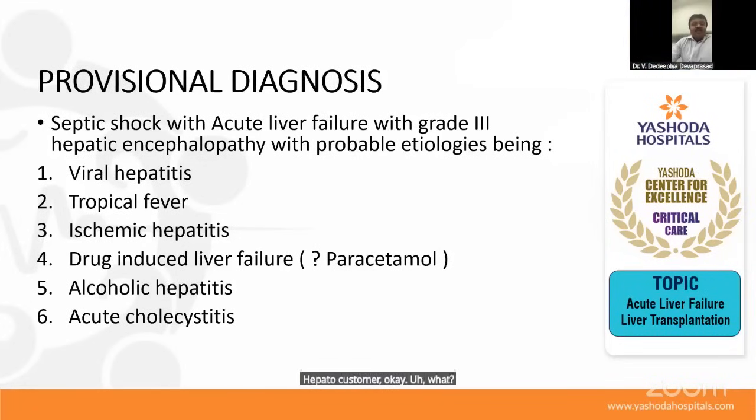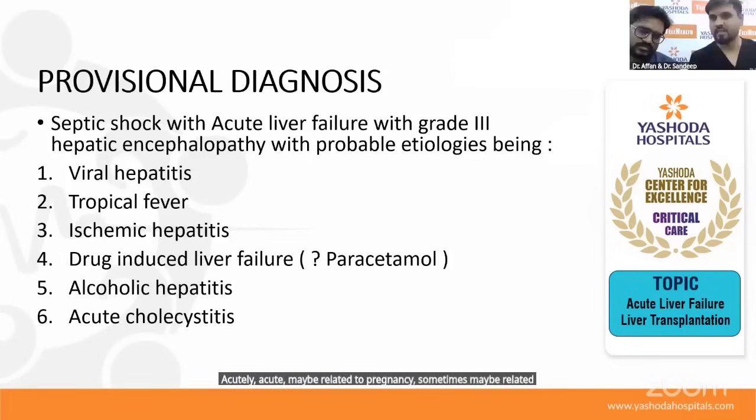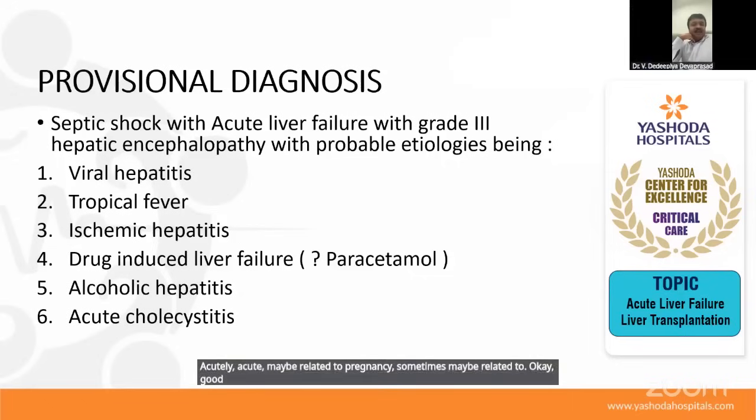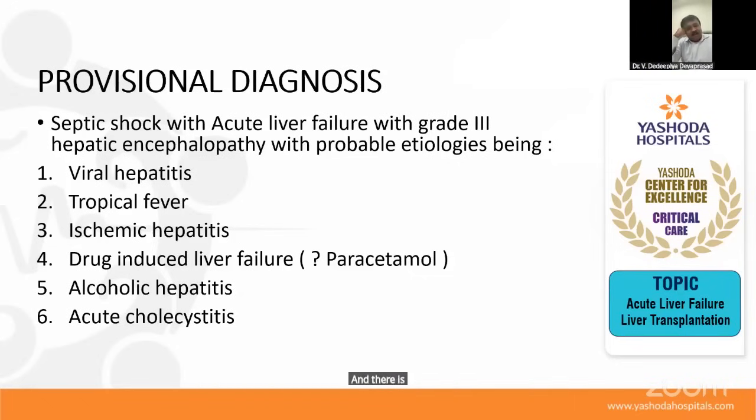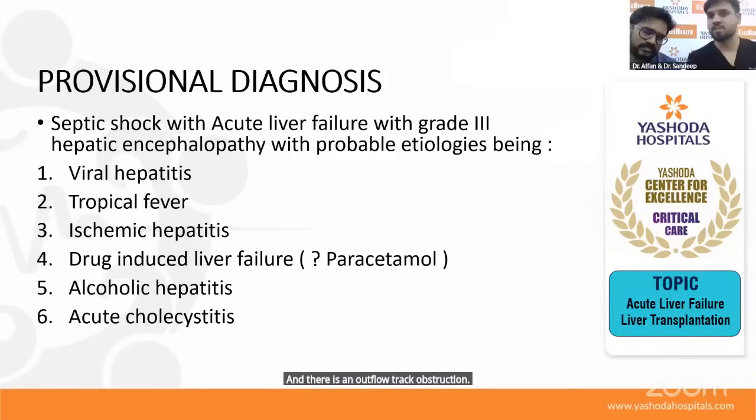But acutely, yes, of course. All these present over a period of time, definitely. Acute, maybe related to pregnancy, sometimes. Acute fatty liver of pregnancy. Okay, good. Anything where the liver is enlarged and there is an outflow tract obstruction? Budd-Chiari syndrome. Yes, acute Budd-Chiari. That's something that you will have to keep in mind.